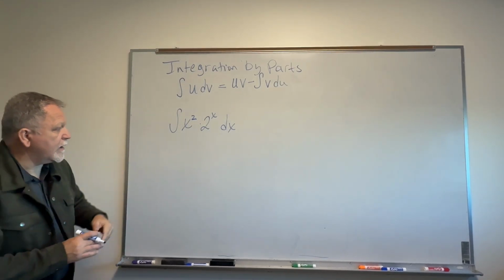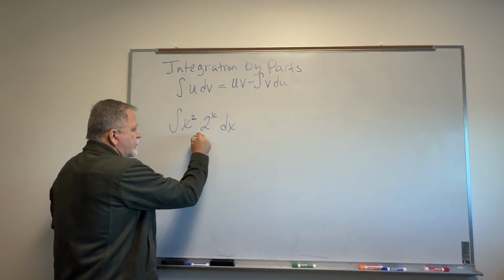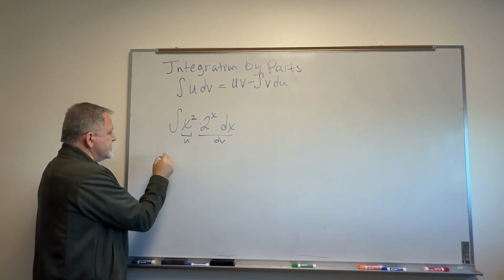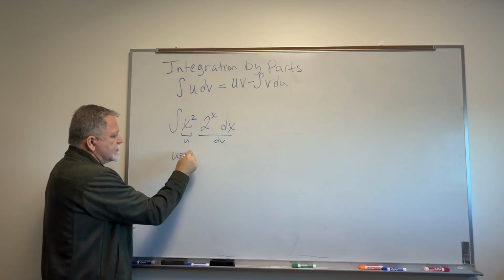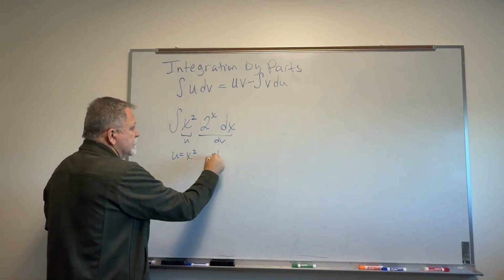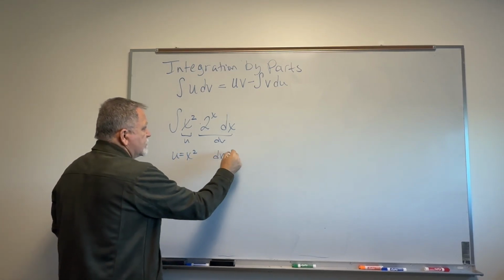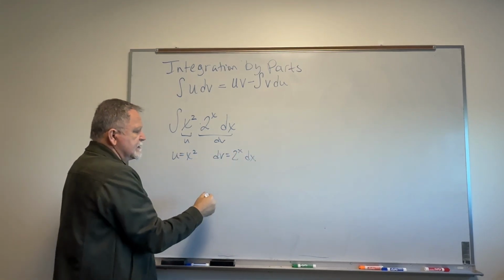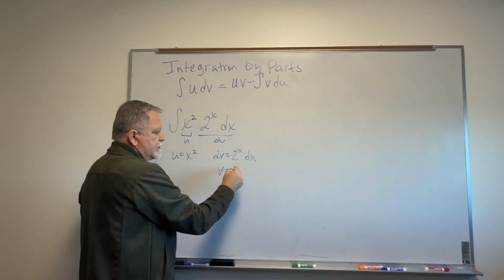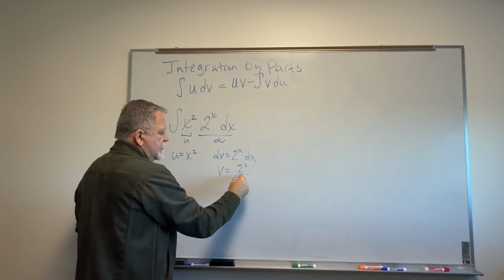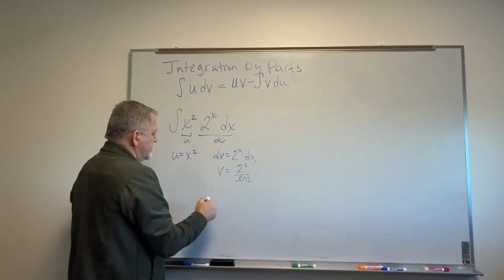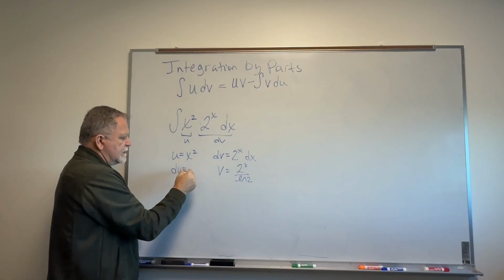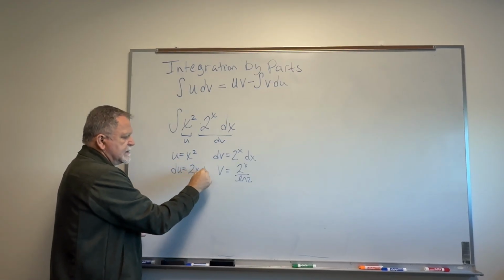I do know how to integrate this. So this will be our dv here. This will be our u. So we're doing u is equal to x squared, dv is equal to 2 to the x dx. And what function has this as its derivative? Well, that's just going to be 2 to the x divided by the natural log of 2. Over here, du equals 2x dx.